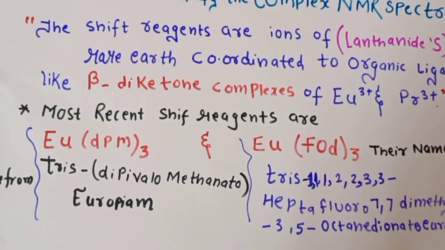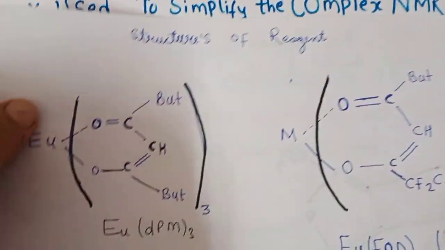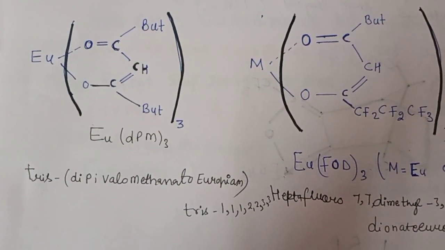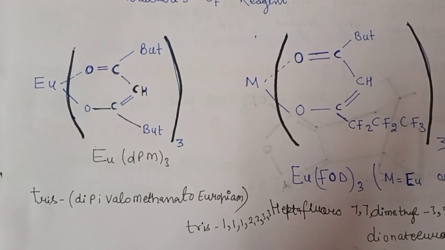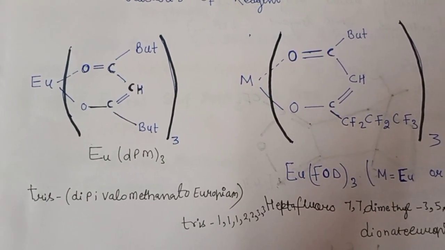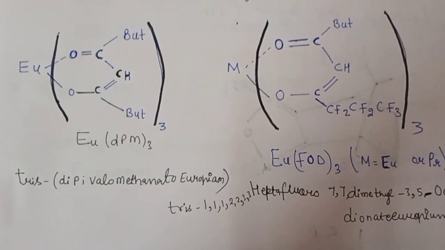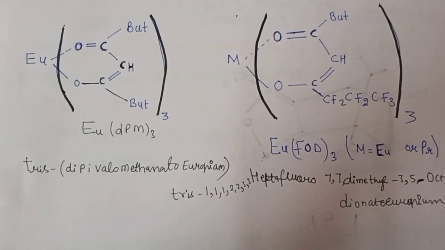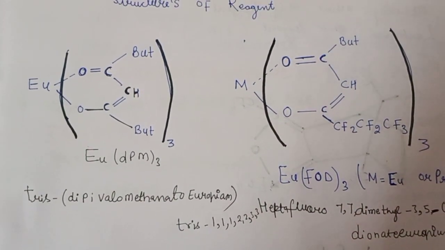Just you can see the structure of these shift reagents. These are the structures of both the shift reagents. Commonly the two whose structures I have drawn are used, that is Eu(DPM)3 and Eu(FOD)3, where the metal europium or praseodymium, any metal can be used as a lanthanide ion. So this is very important.